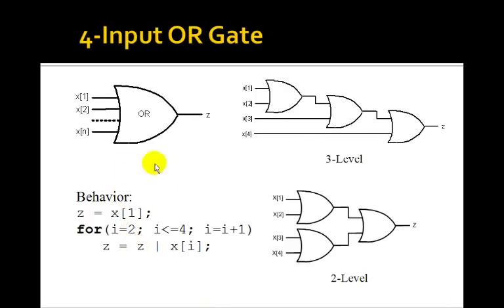You can also use this for loop to produce the 3-level or the 2-level OR gate, same way we did for the AND gate.